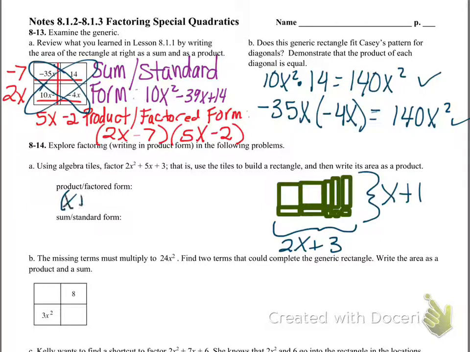Product x plus 1. Willet, what are you doing? Sorry, my dog is licking the carpet and it is so loud and disgusting.